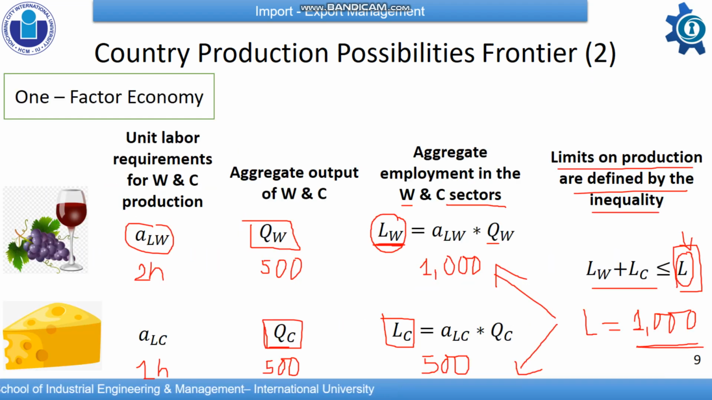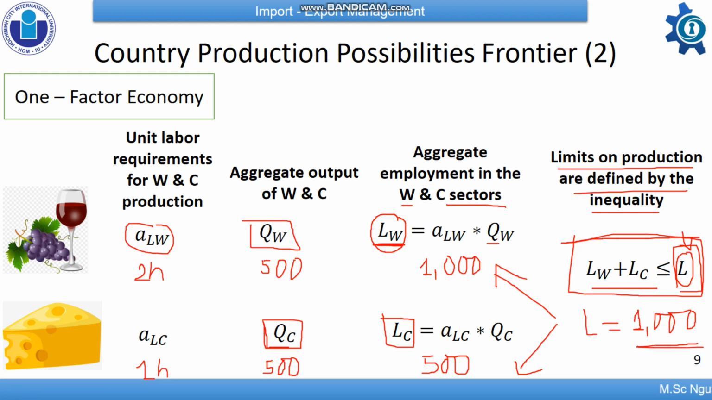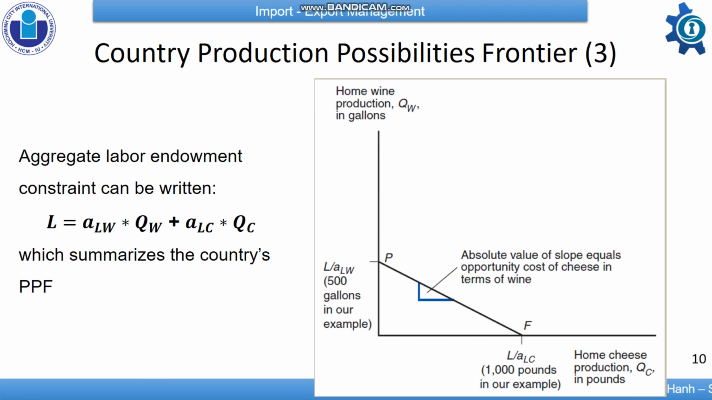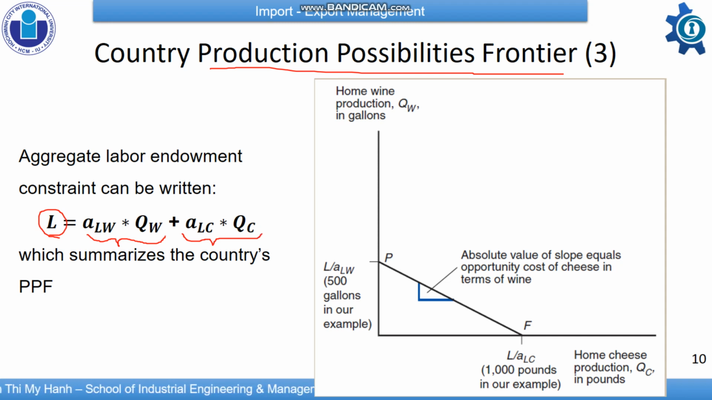Okay, so based on this constraint, this limit on production, we can build the production possibility frontier. So we can summarize the country's production possibility frontier. L is equal to the total employment in the wine sector plus the aggregate employment in the cheese sector. So based on this function, we can draw the graph like this.